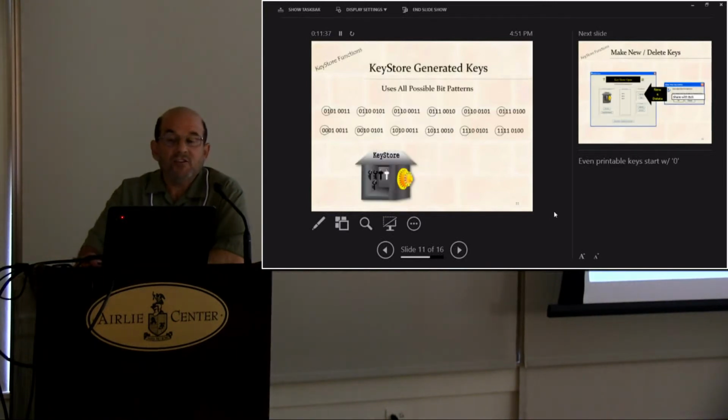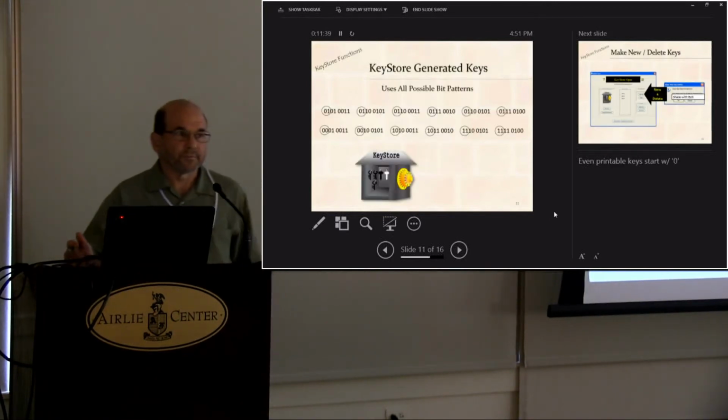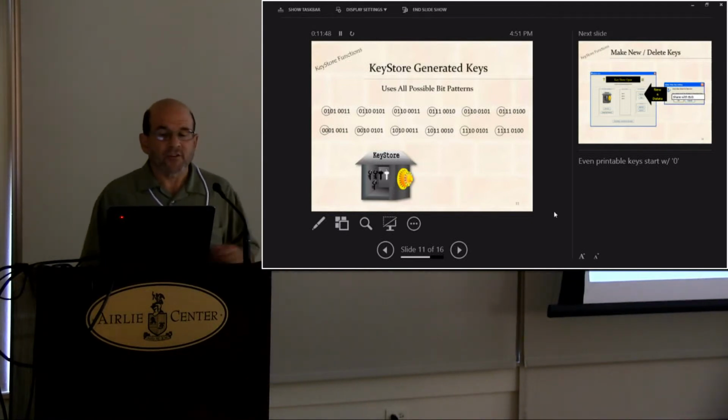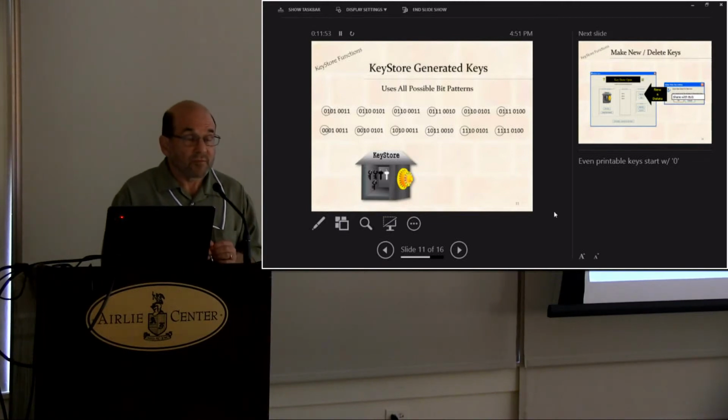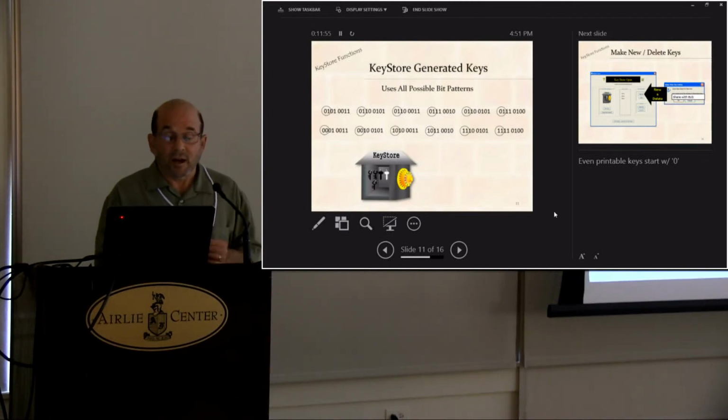That's what a Keystore-generated key does for you. When you use a Keystore, or when you use a key maker, the Keystore will manufacture that key, and will use all the possible bits in the construction of that key.